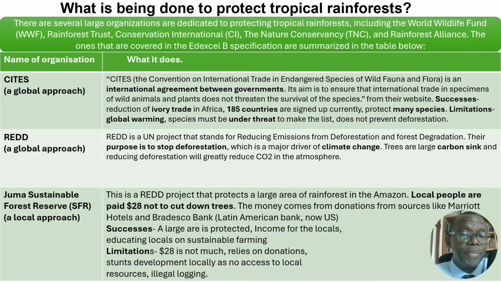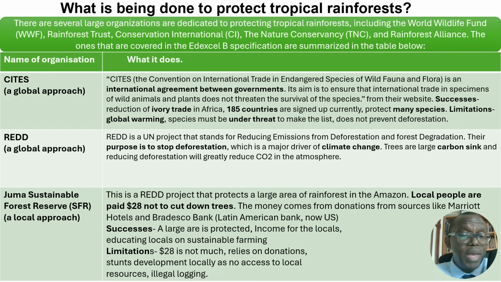Then another success is that 185 countries are currently signed up to CITES, which is a really good thing, because more countries working together means that they can protect more endangered species. Then another success is that they have managed to protect very many species. So what are the limitations then?